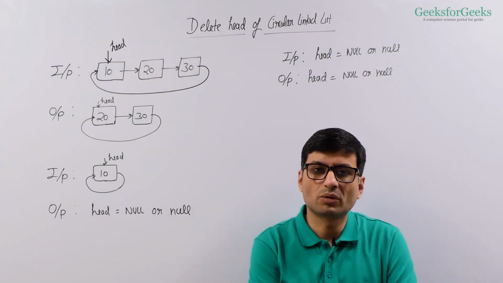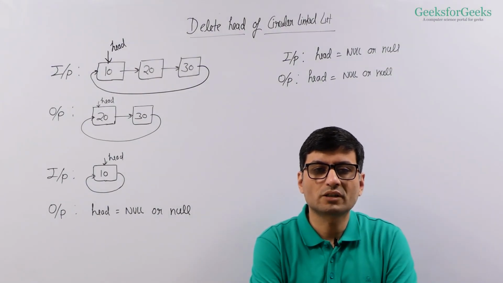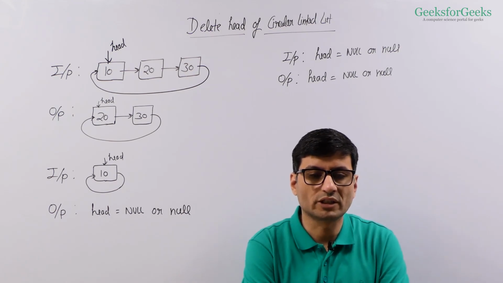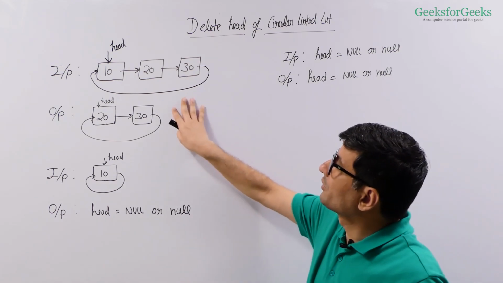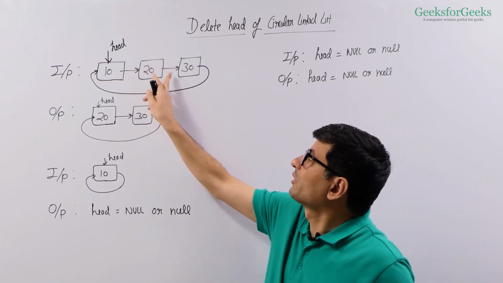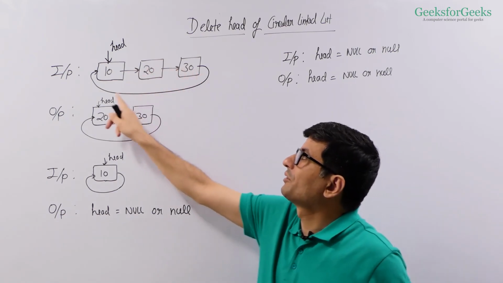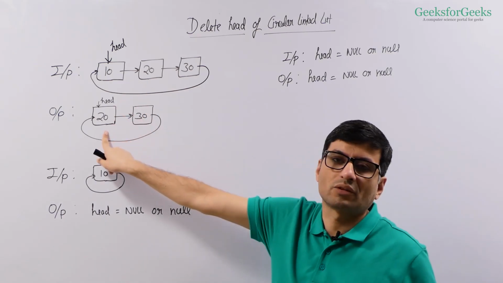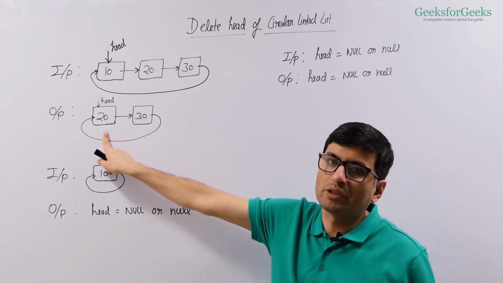Let us talk about this problem. We are given a circular linked list. We need to delete the head node of this linked list. For example, if this is our input circular linked list, 10, 20, 30, with 30 pointing back to 10, and if we wish to delete head, then this circular linked list should be modified to 20, 30.